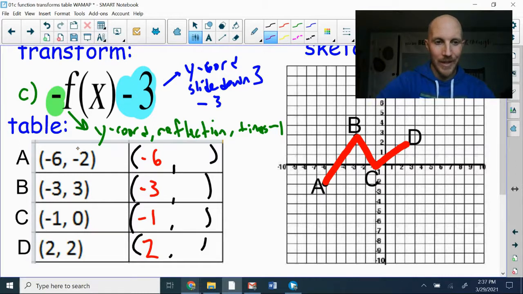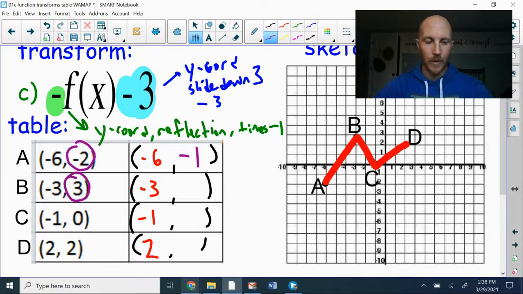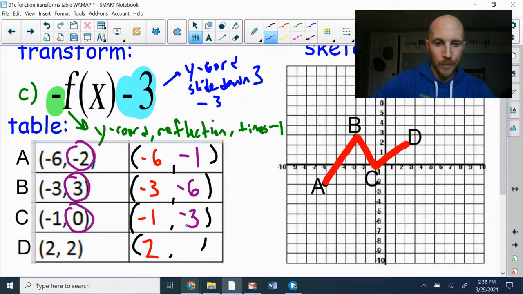So point A, we had -2, we multiply that by -1 is +2, then subtract 3 is going to give me a -1. B was +3, it's going to become -3, and then I subtract 3, so that'll be -6. For point C, there's no such thing as -0, but it's a 0, and then subtract 3 gives me -3. And for point D, 2 multiplied by -1 is -2, and then subtract 3 is going to be -5.